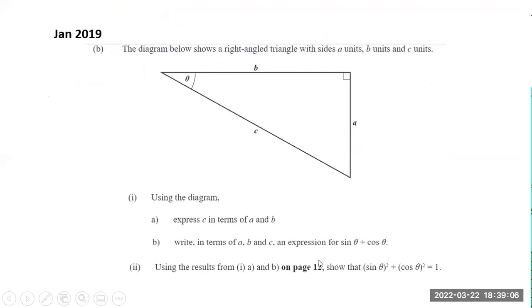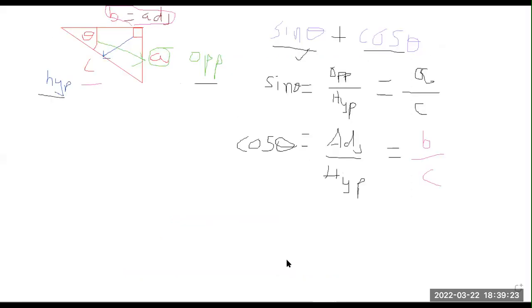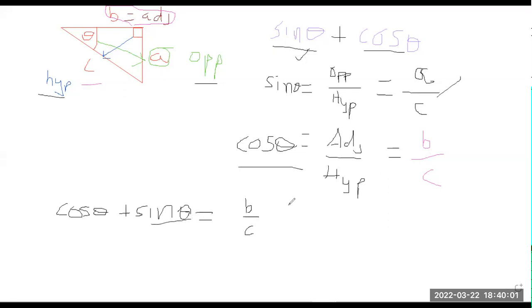So now let's actually see what the question wants us to do. It wants us to find the expression for sine theta plus cosine theta in terms of A, B, and C. So, okay, let's go back to the problem and do this. So we need to find cosine of theta plus sine of theta. Cosine of theta, we just found here, it would be B over C. Sine of theta, we found in the first part, would be plus A over C.